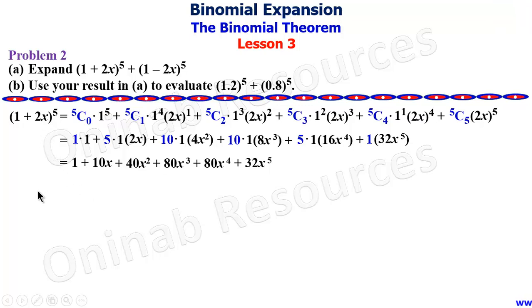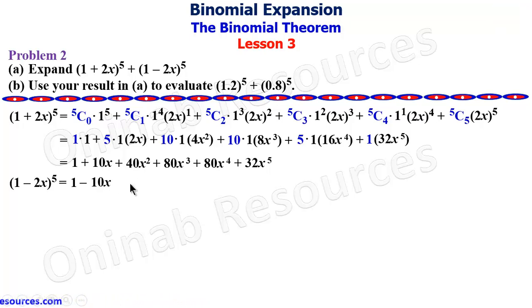Then we go ahead to use our result here to expand the equivalent but negative. So what we do here is we consider the power of x that is odd and assign it negative. If it is even, it takes positive. So this is going to give us 1. The power here is 1, which is odd. So it goes with minus 10x.